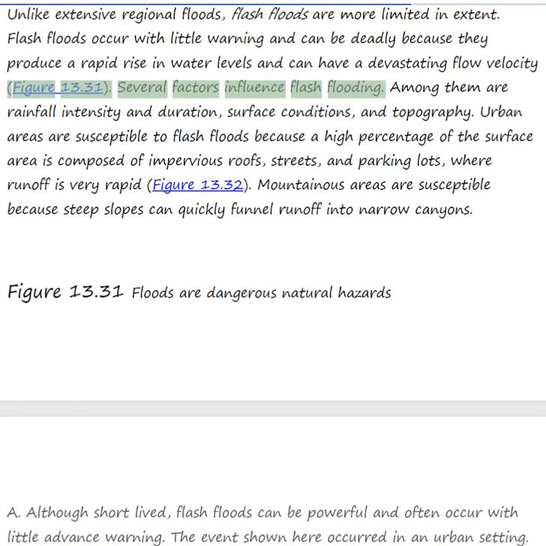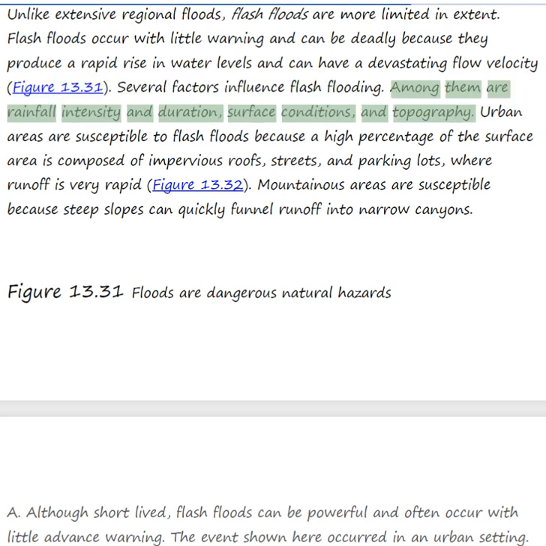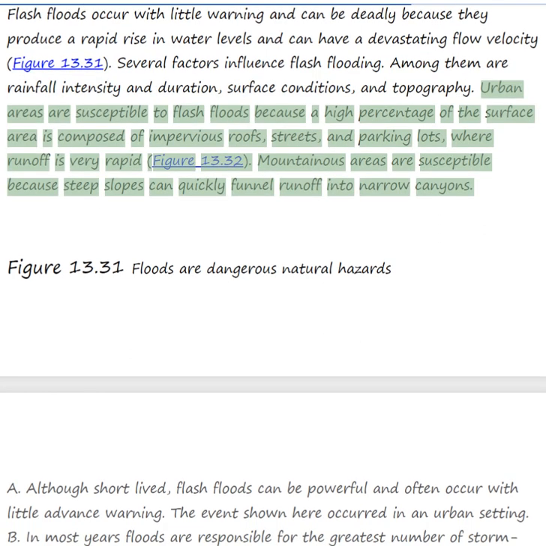Several factors influence flash flooding. Among them are rainfall intensity and duration, surface conditions, and topography. Urban areas are susceptible to flash floods because a high percentage of the surface area is composed of impervious roofs, streets, and parking lots, where runoff is very rapid. Mountainous areas are susceptible because steep slopes can quickly funnel runoff into narrow canyons.